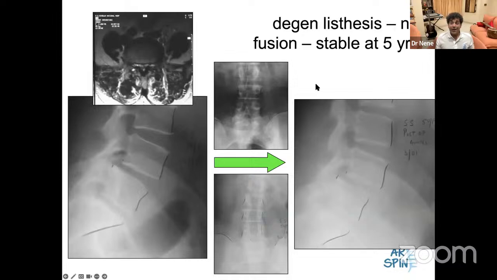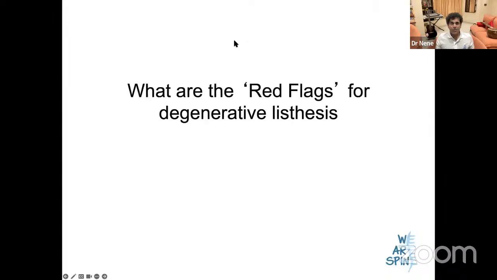As long as there are no red flags for instability, you're okay to decompress alone in a situation of a degenerative spondylolisthesis. Remember, degenerative spondylolisthesis almost never goes to grade 2, and it's almost always at L4-5. I think if you follow these rules, you should be good. Any quick questions on this?